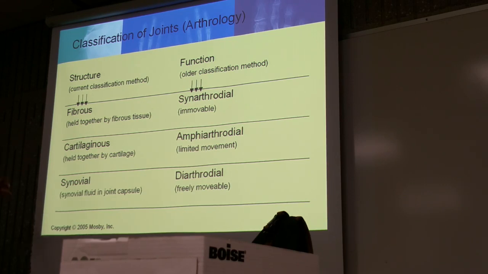The other one here is the amphiarthrodial, which means limited movement. So it does move a little bit. It's not tight, and it doesn't really move as a diarthrodial type of joint, which is also considered synovial. A good example of a synovial joint, which is freely movable, is your shoulder, your knee.